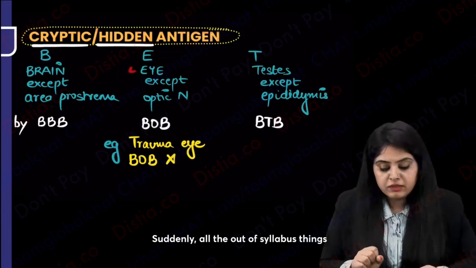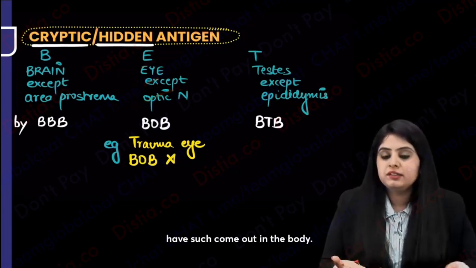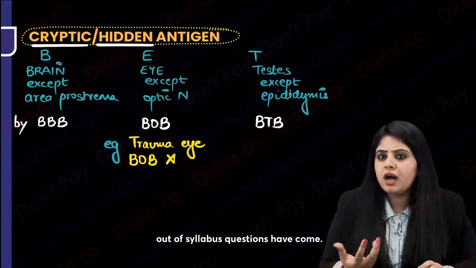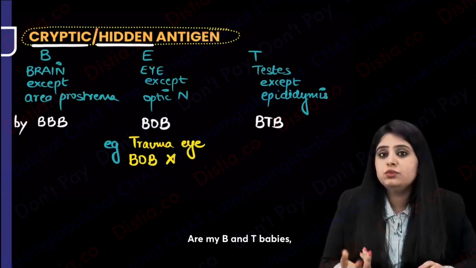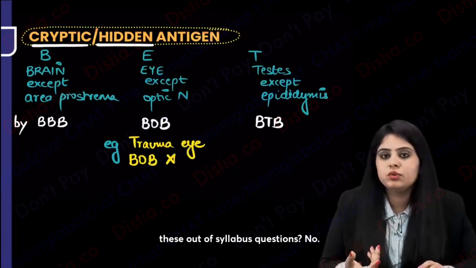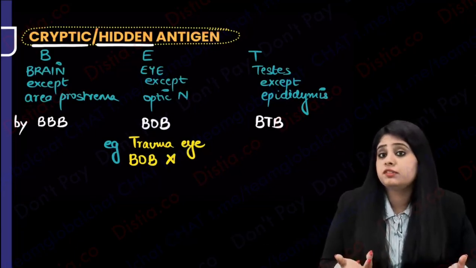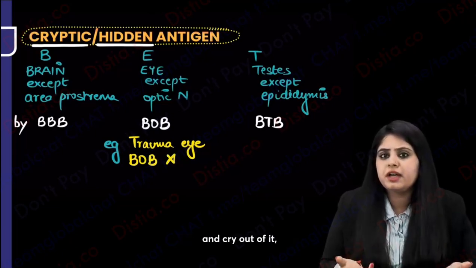Suddenly, all the out-of-syllabus things have come out in the body. Suddenly, all these eye antigens have come out. Out of syllabus questions have come. Are my B and T babies used to seeing these out of syllabus questions? No. What are they going to do? They are going to start attacking these antigens. They will say out of syllabus, I have never studied. They will create a big hue and cry out of it.